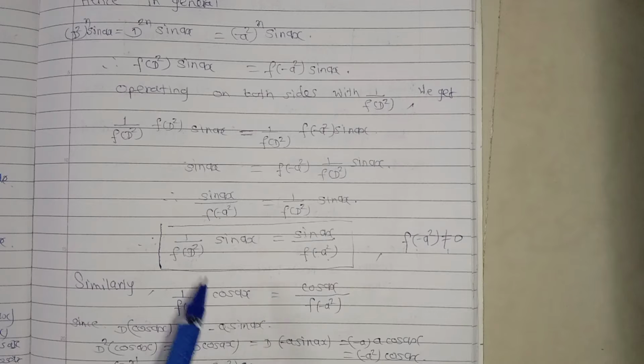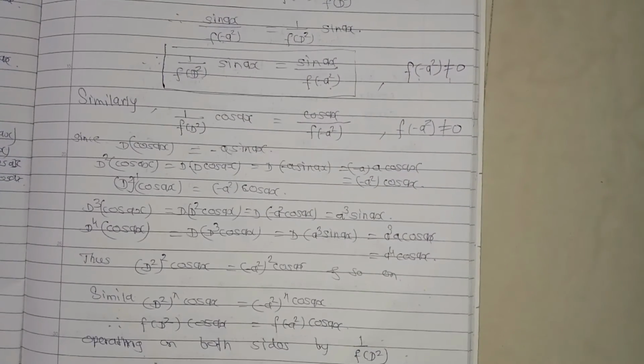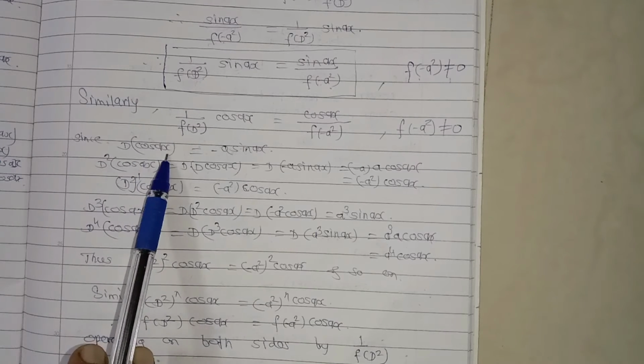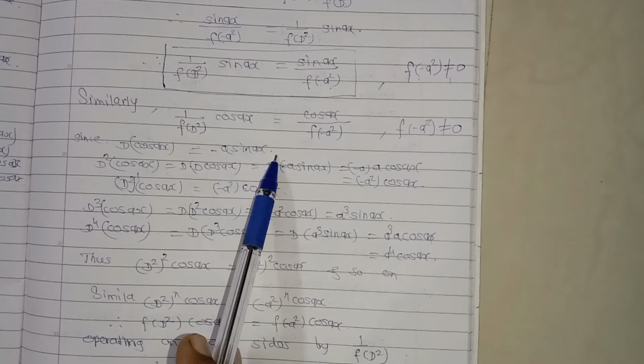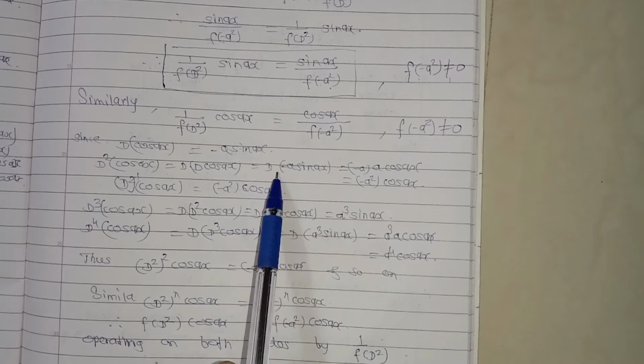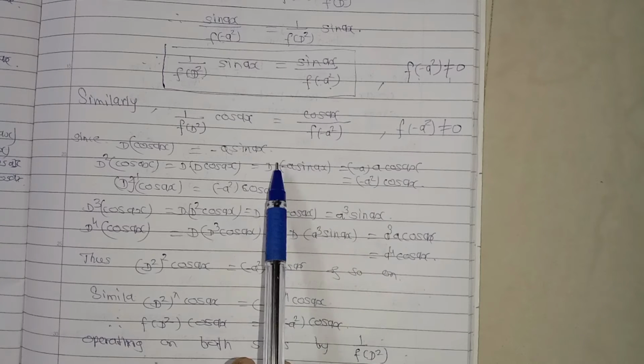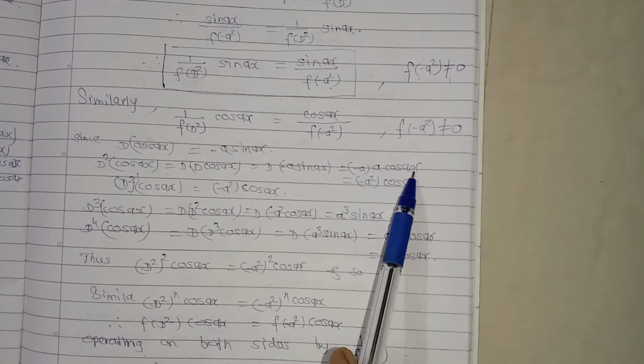we find the result for cos of x, that is 1 upon f of d square cos of x equal to cos of x upon f of minus a square, where f of minus a square is not equal to 0. We do the same process as for sin of x. We take the derivative of cos of x. Derivative of cos of x is minus a sin of x. D square of cos of x equal to d of the derivative of cos of x, which is minus a sin of x. Minus a is a constant, taken outside. Derivative of sin of x equals a cos of x.